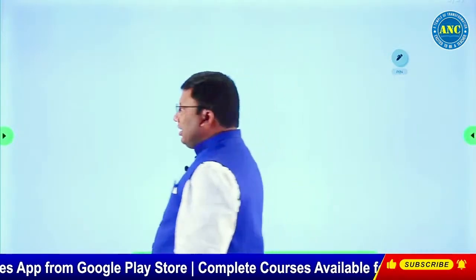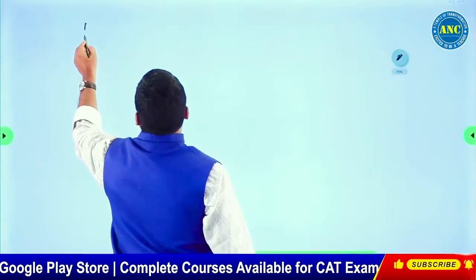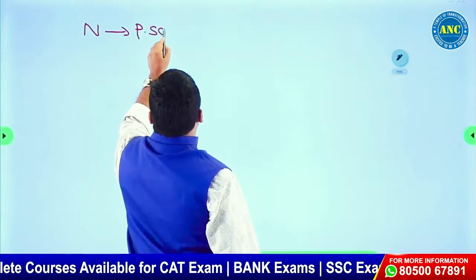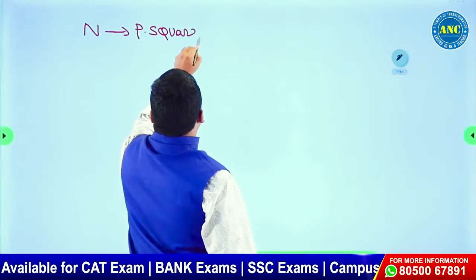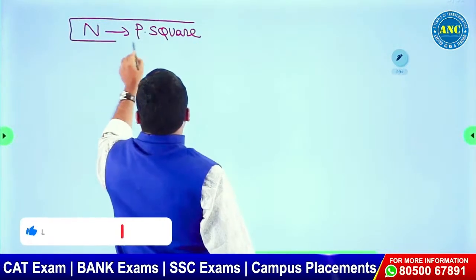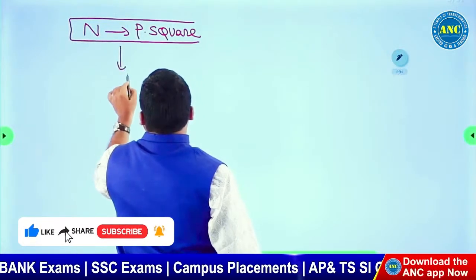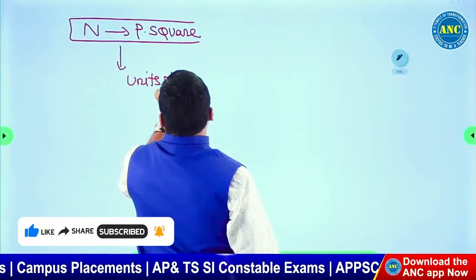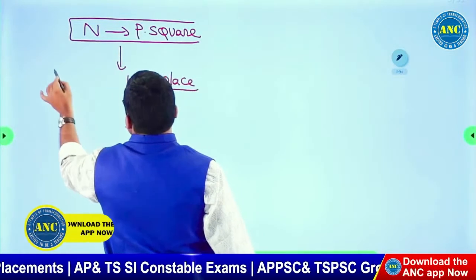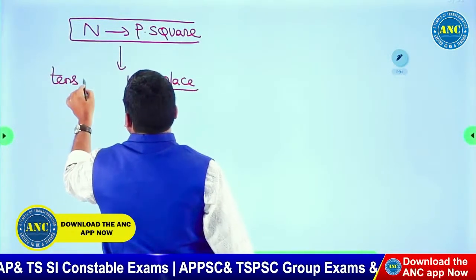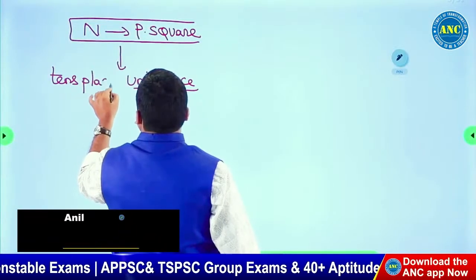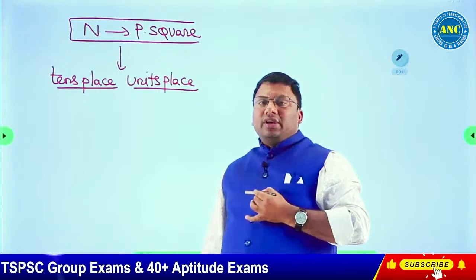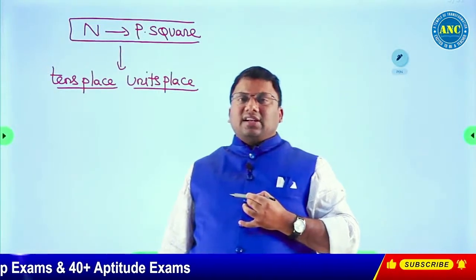Now, if you see here, if the number is a perfect square, any perfect square will have a units place as well as a tens place. Now see here.